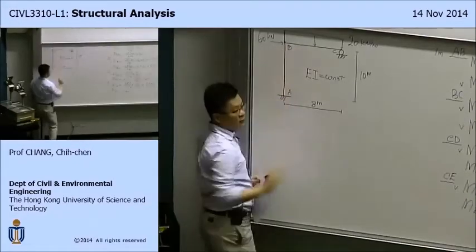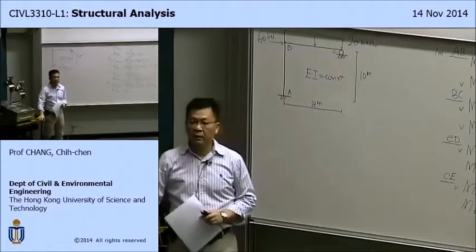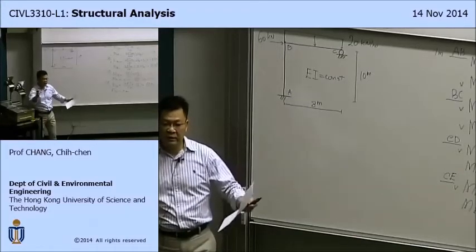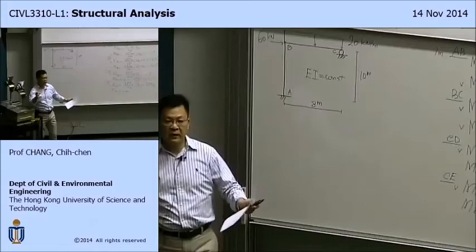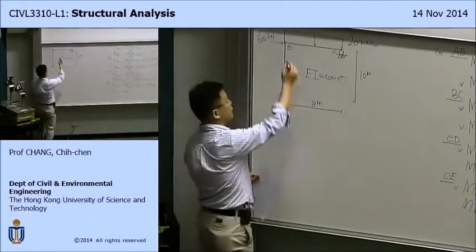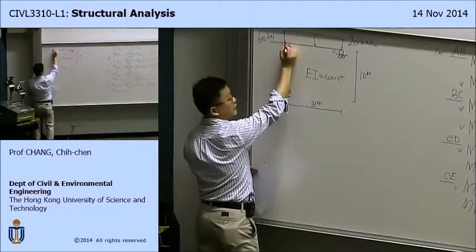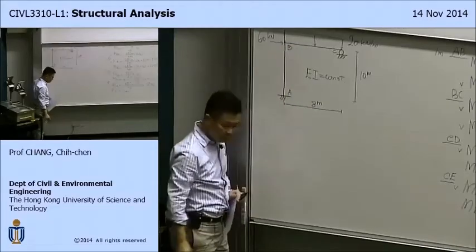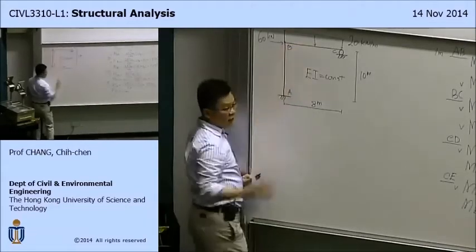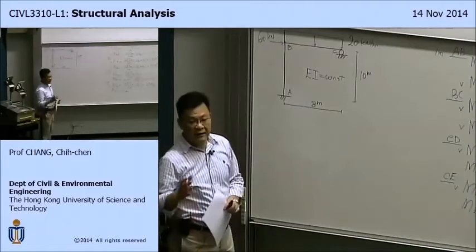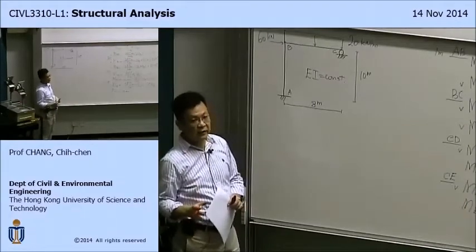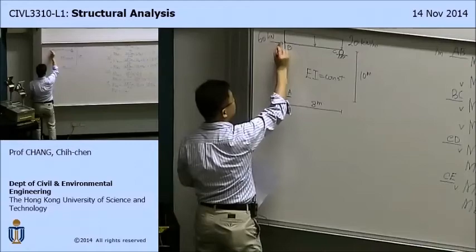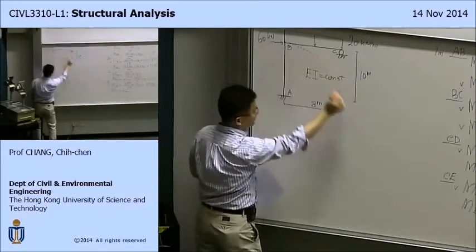Now, in principle, we say that we are going to adopt actually inextensible assumption because axial rigidity is always much bigger than the flexural rigidity. So what I mean is at this point, it takes much more effort to compress this point than to translate that. So it's a very common assumption that we assume the components are not extending or compressed. So in other words, this point is going to move in a circular fashion.